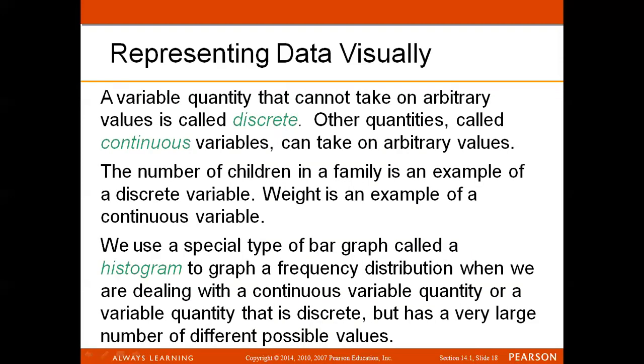Representing data visually. A variable quantity that cannot take on arbitrary values is called discrete. Other quantities called continuous variables can take on arbitrary values. The number of children in a family is an example of a discrete variable. Weight is an example of a continuous variable. We use a special type of bar graph called a histogram to graph a frequency distribution when we are dealing with a continuous variable quantity or a large variable quantity that is discrete, but has a very large number of different possible values.